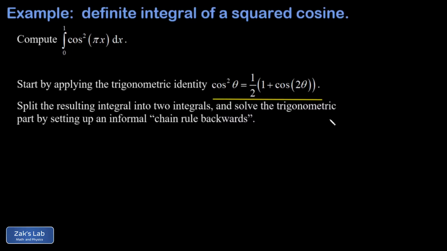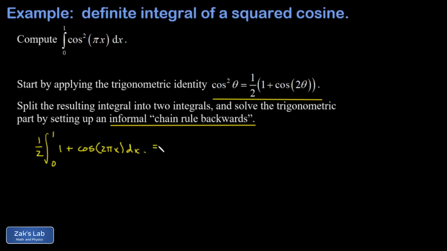Then we're asked to split the integral into two pieces, and then solve the trigonometric part by setting up an informal chain rule backwards. Now, along the way, it turns out there's actually a better way to deal with the trigonometric part, so I'll mention that as we go. So we start by transforming this integrand into a 1/2, and I'll just pull that out in front of the integral times a 1 plus cosine of twice the angle, and that's the cosine of 2 pi x dx.